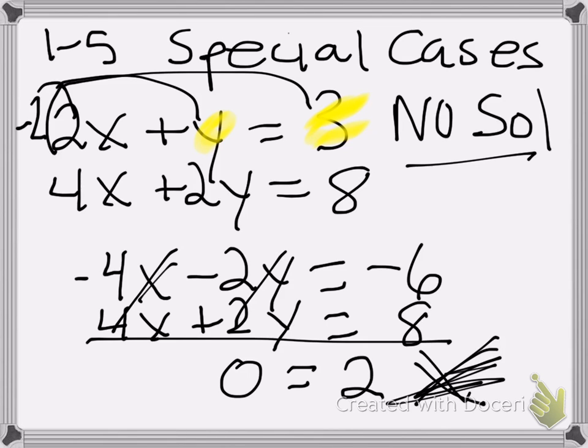These two lines were parallel. If you had put these into y equals, you would have seen that they both had a slope of -2. And so they're parallel lines. There is no solution. They never cross. If you had graphed them, they would have never crossed. So that's special case number 1. No solution.